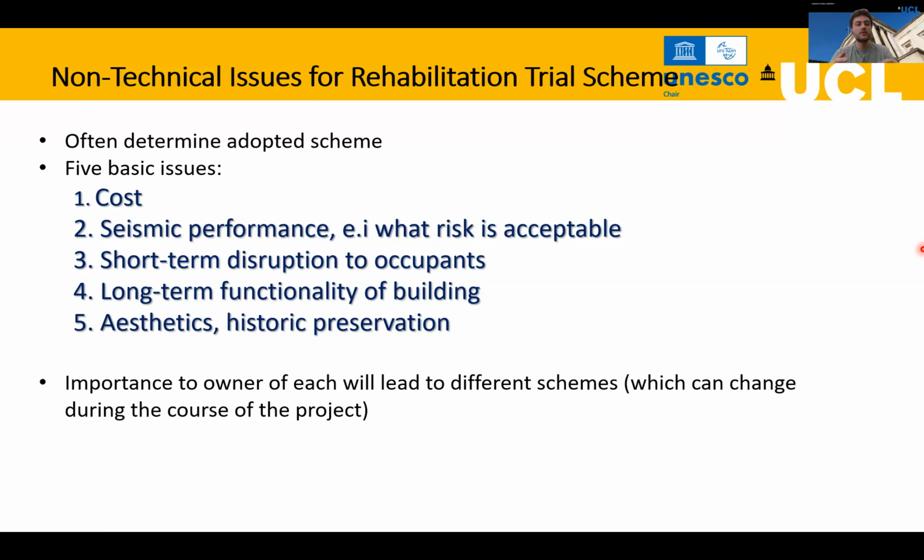So these are all the considerations that need to be considered when you're planning a retrofitting. It's not just choosing one of the ones that we saw previously, but also considering all the impact of this decision, all the impact that this will have on your project.